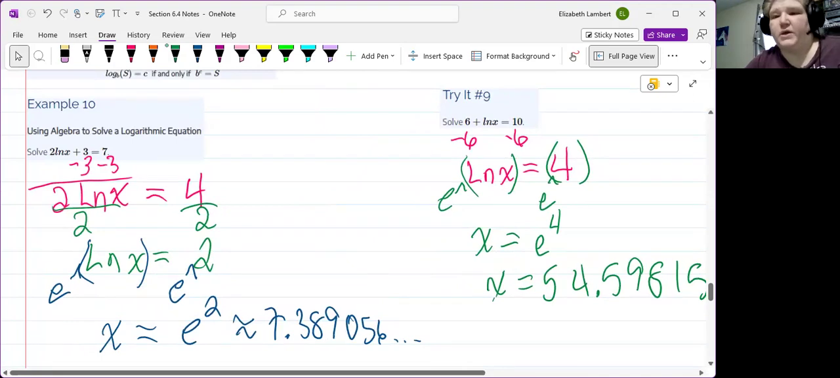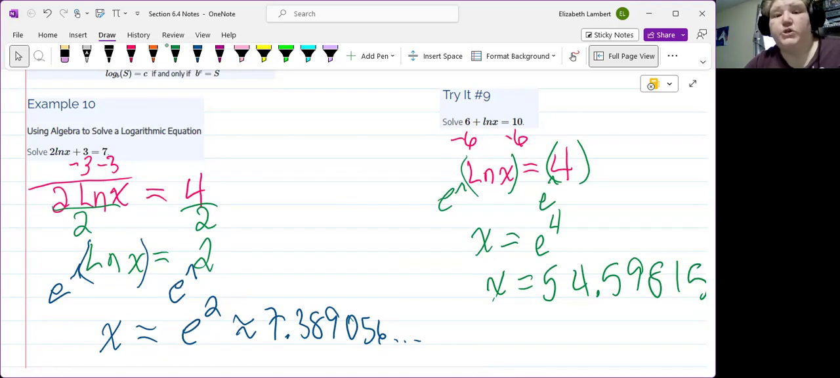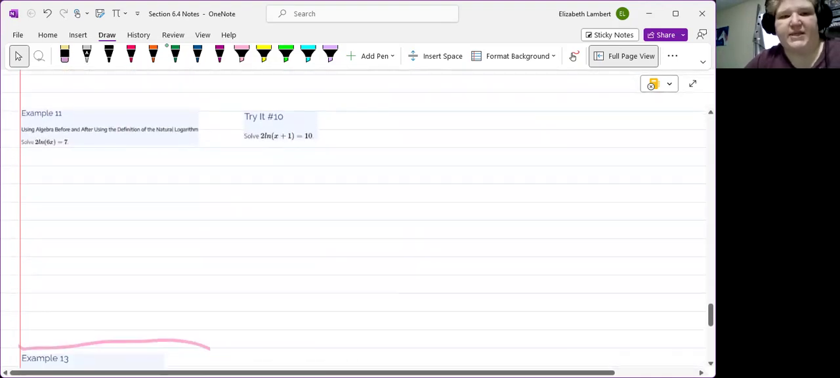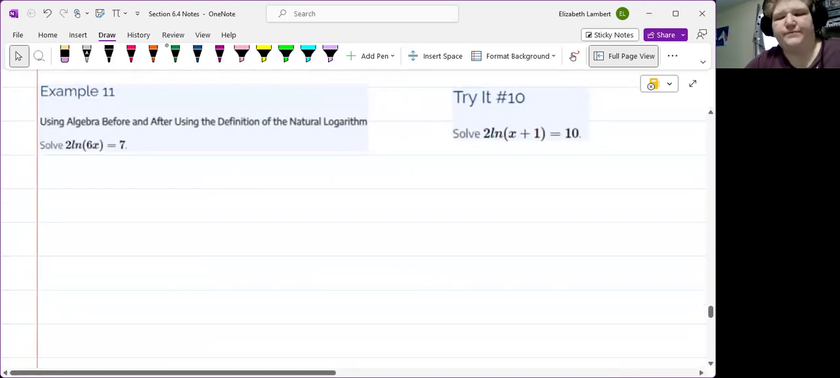Now, these are log equations, so we want to look at our number and make sure it fits in the equation. Remember, logs have restricted domains. I cannot put a negative number into a logarithm. Generally, if you solve and only get one number, that number is probably a solution, so you're probably safe, but it is still something you should at least think through. 7.38 is positive, so I can take the natural log of it. 54.59 is positive, I can take the natural log of it. You should always check these, just to be sure.